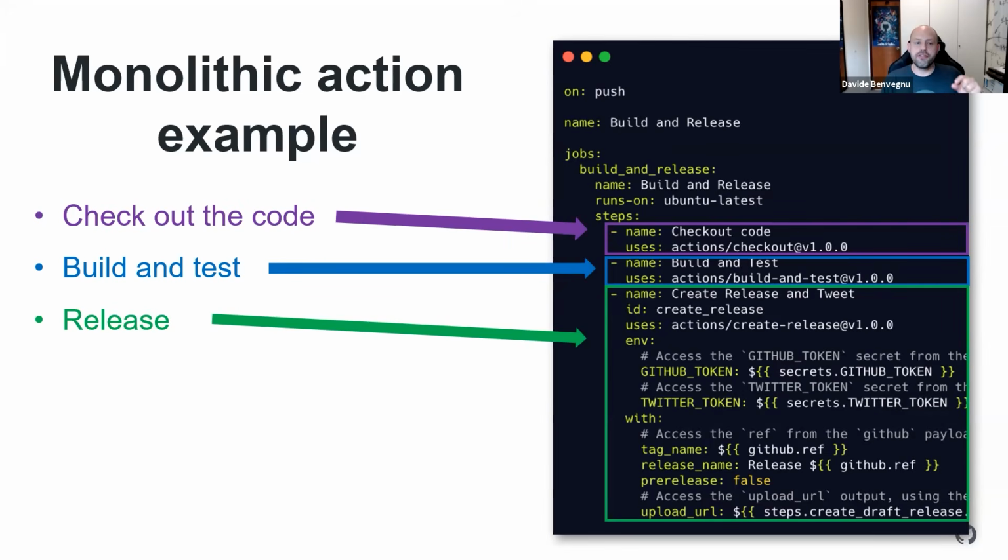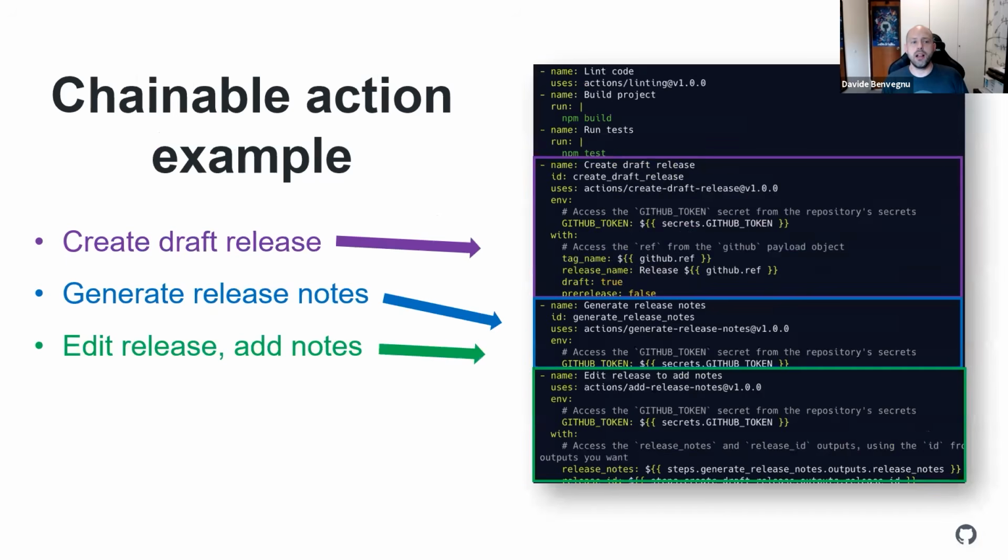And also, you don't have fine control on the steps and what's happening. And maybe you say, I don't want to send the tweet anymore, or I don't want to call that specific API anymore. Then you need to rewrite your whole workflow to do whatever you're trying to achieve. While if you use what we call chainable actions, it's much more granular and it's usually a better approach.